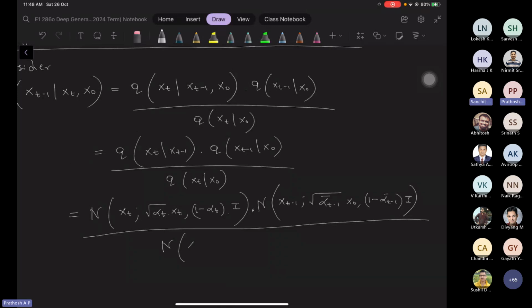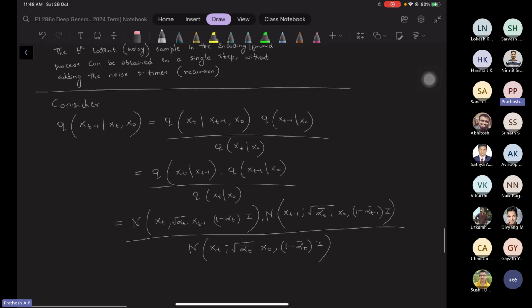Sir, sorry to interrupt. The first term should be root of alpha t times xt minus 1. Correct. Root of alpha t times xt minus 1, correct. Thank you for the correction. So this is xt, with root of alpha t bar times x naught as the mean, and the variance is 1 minus alpha t bar times I.